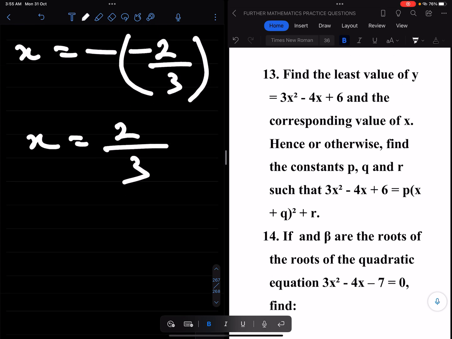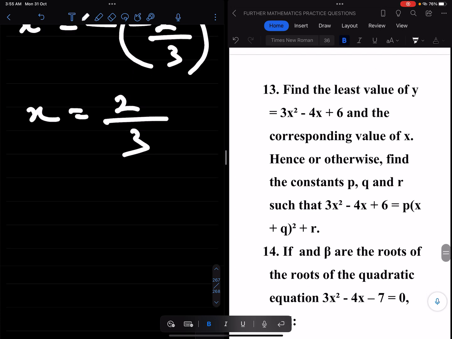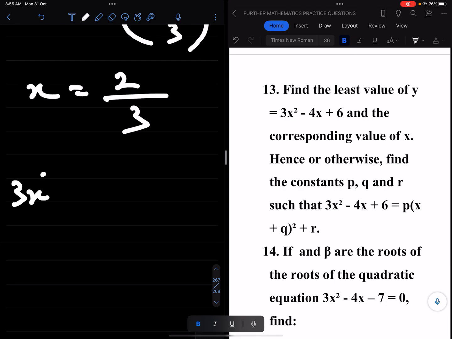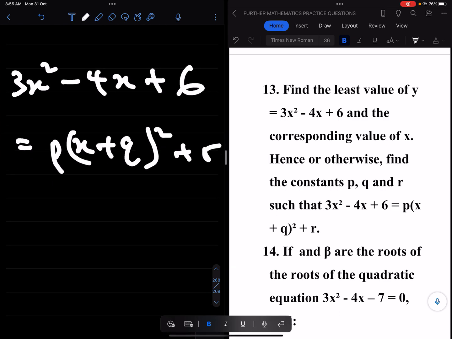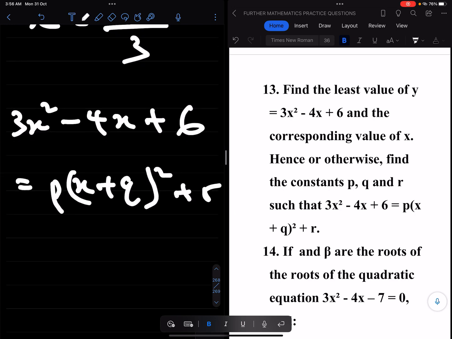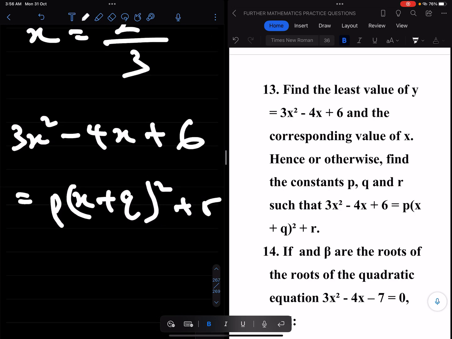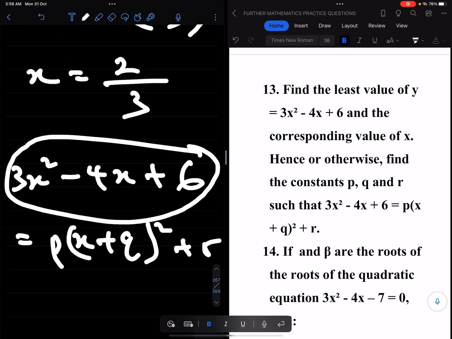Okay, it says hence or otherwise find the constants p, q, and r such that 3x squared minus 4x plus 6 equals p into bracket x plus q all squared plus r. Okay, how do we find the values of the constants p, q, and r? What we just do is write the left hand side in the form of the right hand side.